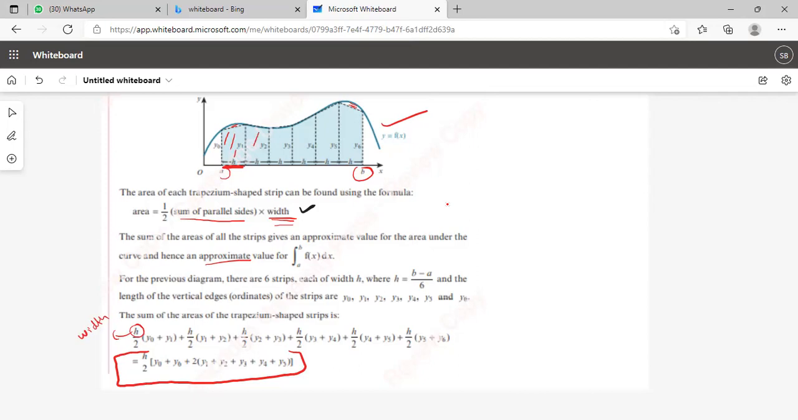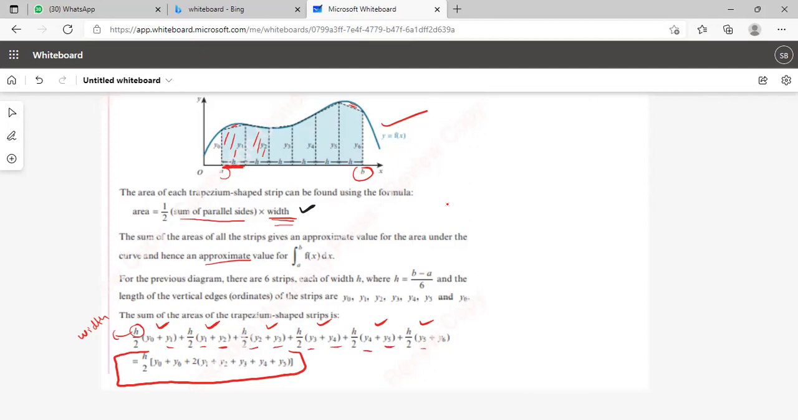So we're talking about this now. We are done with this. We are done with this. If we talk about the third one, we have y2 and y3 as parallel sides. So this is our third, fourth, fifth, and so on. One thing you will see in this formula is that we have y0 once only, and we have y6 once only. But we have y1 two times, y2 two times, y3 two times, y4 two times, and y5 two times.